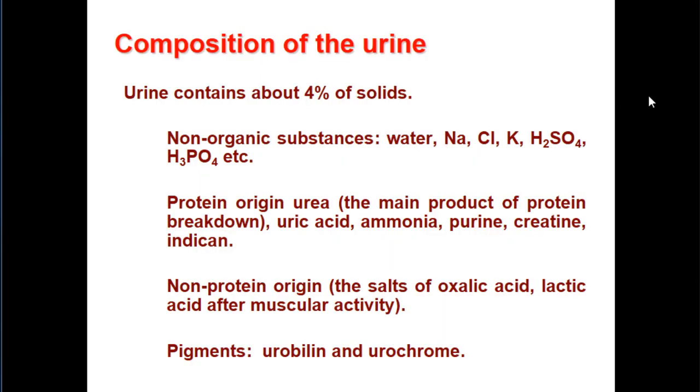Now, let's talk about the composition of the urine. Urine contains about 4% of solids, which includes non-organic substances like water and electrolytes, protein-origin urea, that's the main product of protein breakdown, uric acid, ammonia, creatinine, non-protein origin substances like salts, acids, and pigments.